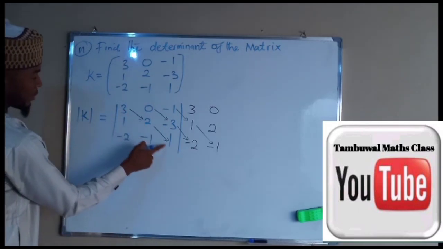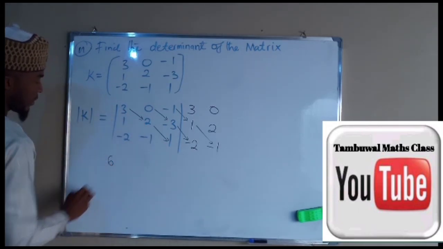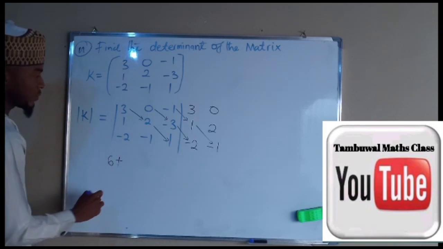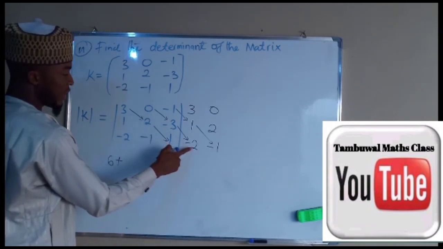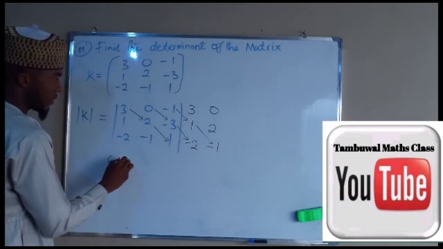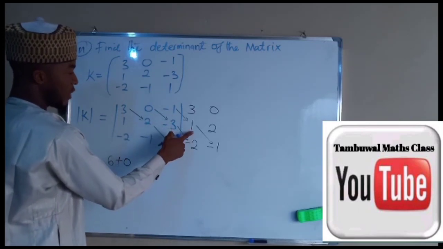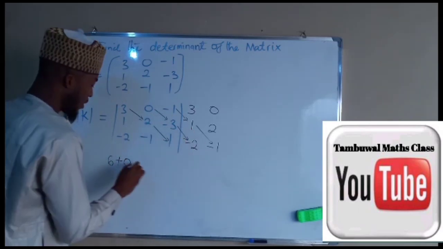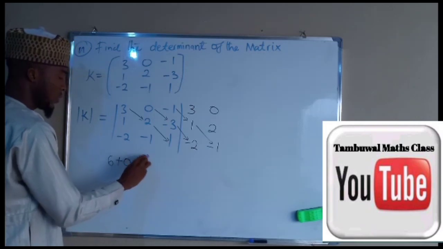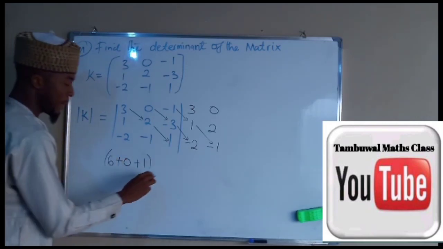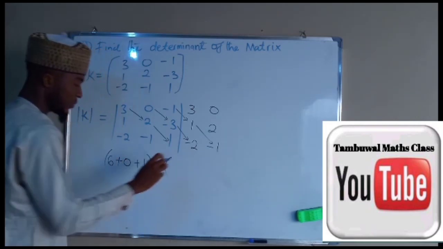Three times 2 times 1 is 6, plus 0 times negative 3 times negative 2 is 0. Negative 1 times 1 is negative 1 times negative 1 is positive 1. We need to add all of this together. Then we subtract.